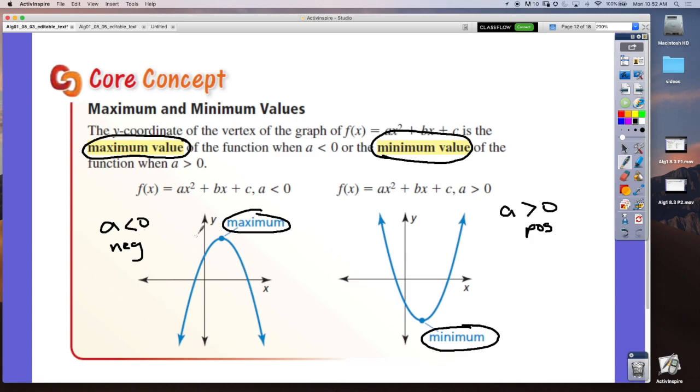If the graph is going here, that is not the minimum, the lowest point. That is the maximum. If your graph is going up, that is not the maximum because there's another place above it. So this one's therefore the minimum.